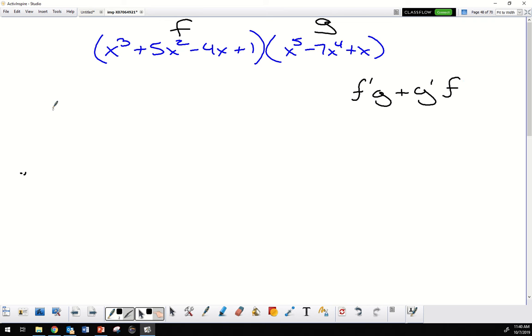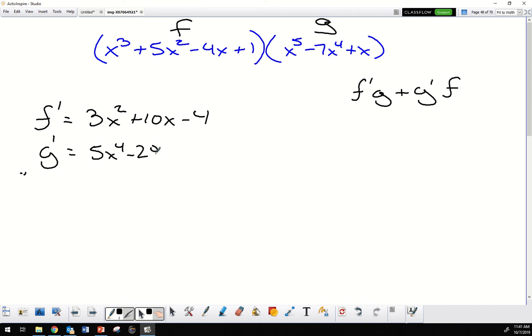So f prime. f prime means that we're going to take a derivative of f, which is going to be 3x squared plus 10x minus 4. And then g prime is going to be 5x to the 4th minus 28x cubed plus 1. Yes? Okay.